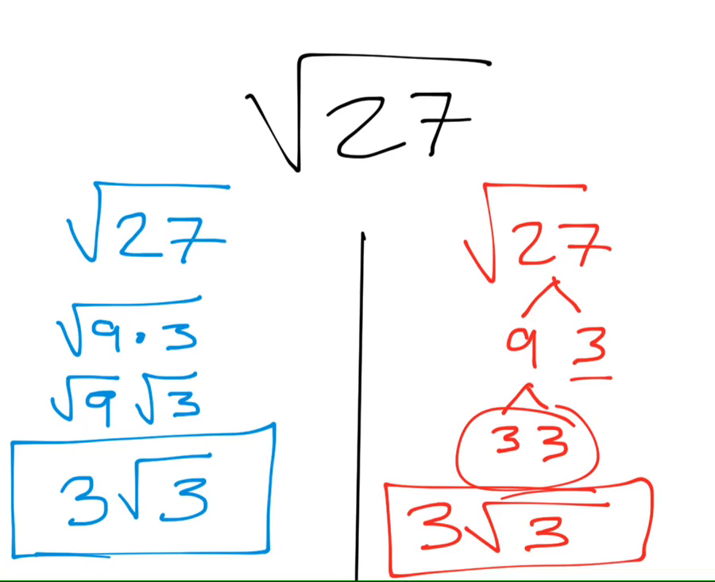One more of those, and then we'll move on to a new type. Say you have square root of 48. Simplify square root of 48.